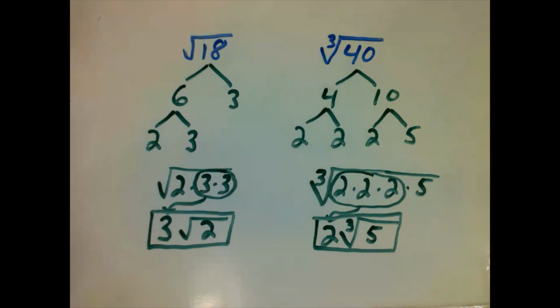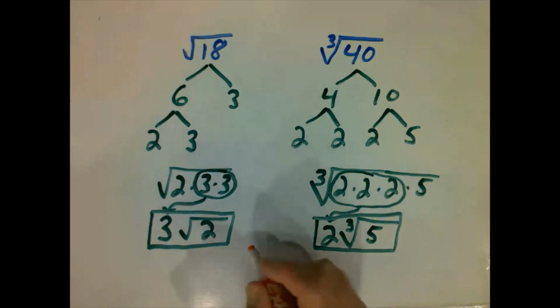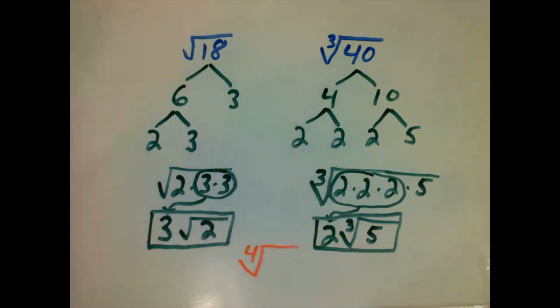Now, it doesn't have to be just square root or cube root. We could continue this idea. We could have something like the fourth root of something, in which case we would be looking for 4 of the same number, or the fifth root of something, again looking for 5 of the same number. So it doesn't matter what index, as long as we're looking for that amount of the same factor inside that we can pull outside.